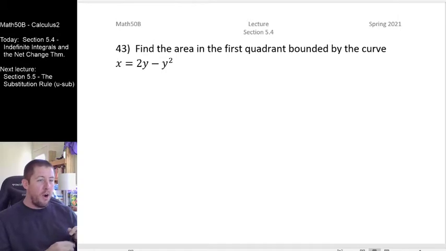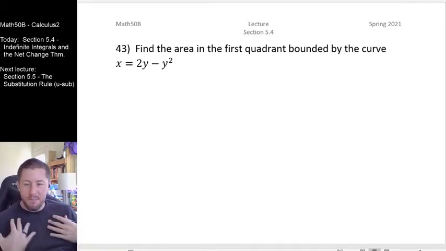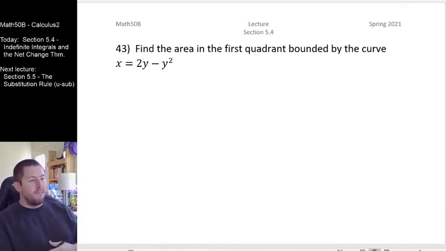Let's take a look here. So our first example of the semester, I'm so excited. Find the area in the first quadrant bounded by the curve x equals 2y minus y squared. I want to point out right away, the first reason why this is going to be my first official example of this semester is because I didn't want to do anything too easy.